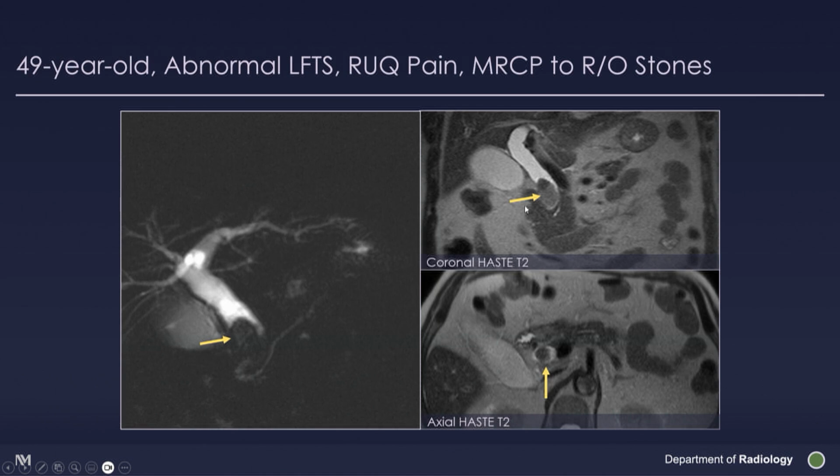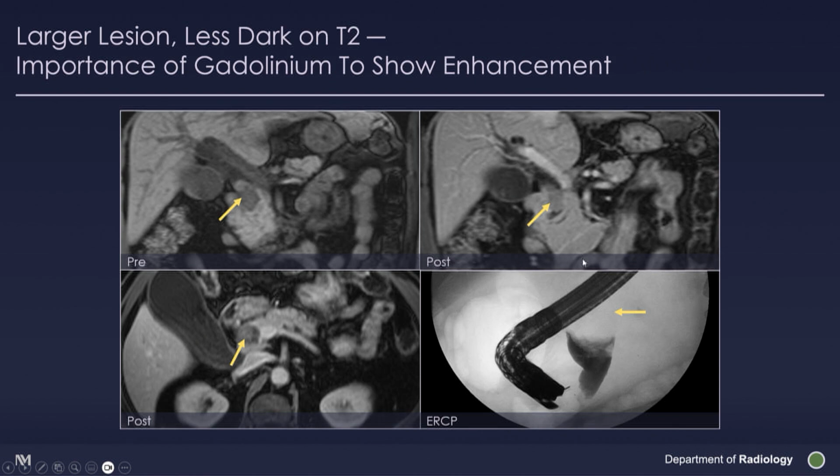This is a 49-year-old gentleman with abnormal LFTs and right upper quadrant pain. There's a large filling defect, but notice the large filling defect isn't as dark as you might see typically with a stone. This is a less common case, but it does illustrate an important finding. In this particular case, if you give gadolinium, you can see that it's clearly enhancing, and you can see on the ERCP that there's a big mass, and this actually was a cholangiocarcinoma.